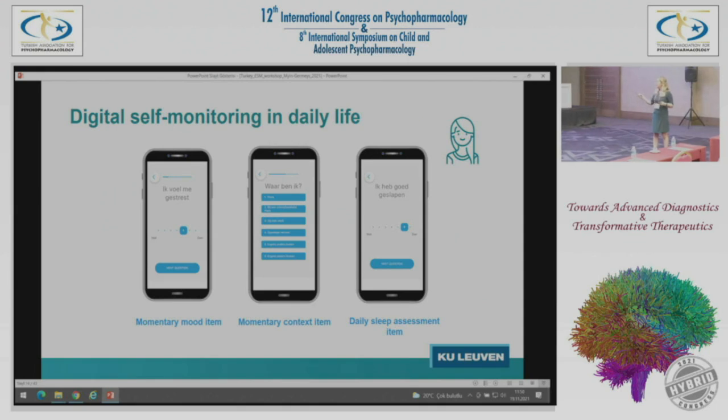So basically, for the digital self-monitoring in daily life, we have a questionnaire where we have momentary mood items and momentary context items. So here, for example, I feel stressed, anxious, lonely, etc. Context items: location, where are you; activity, what are you doing; social. And for example, you can also use it to assess sleep, like what is the subjective quality of your sleep. So this is the one thing that we need.